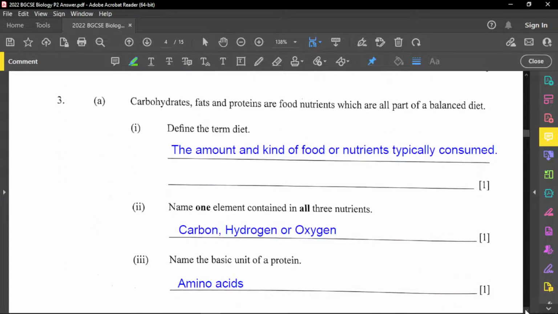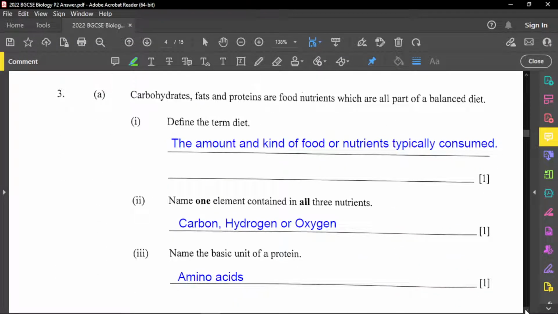For question number 3, carbohydrates, fats, and proteins are food nutrients, which are all part of a balanced diet. And it's to define the term diet. It didn't say define a balanced diet, just a diet. And so diet is the amount and kind of food or nutrients typically consumed by a person or organism. Now, a balanced diet would be different because that would be consuming all the food nutrients in their correct proportions, which is a different thing. So please be careful when you're answering these questions.